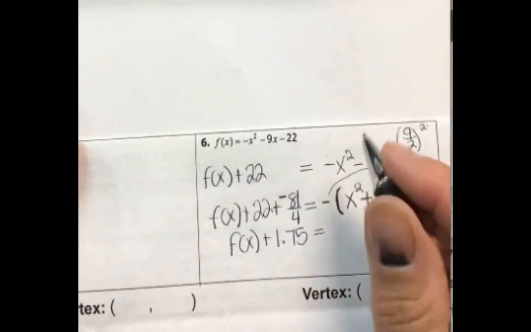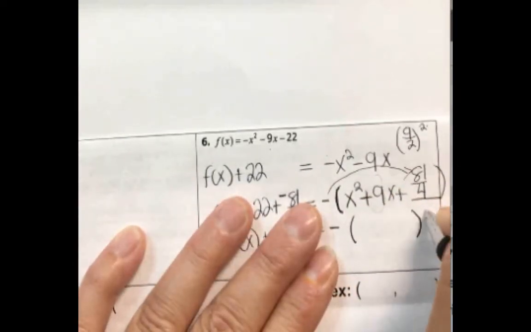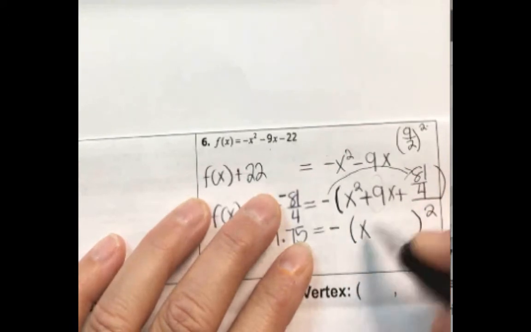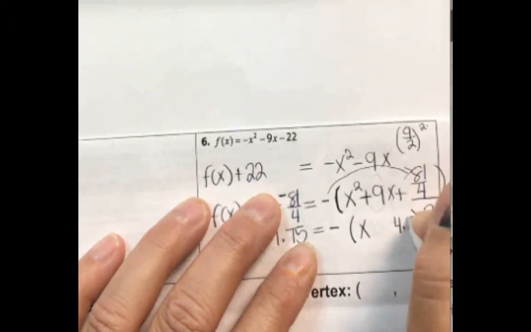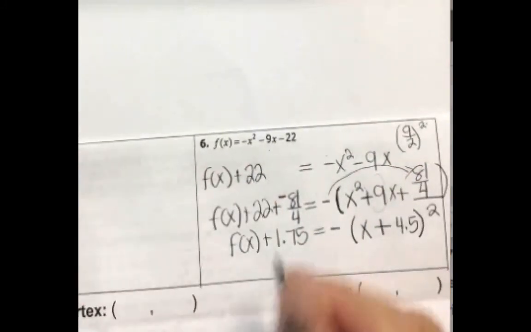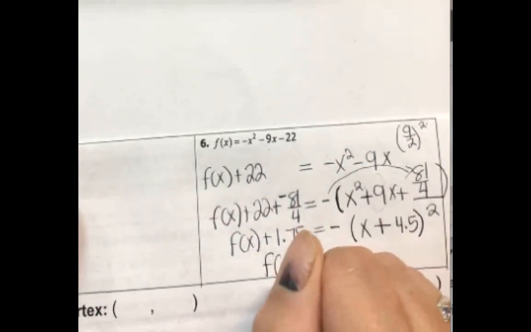And that's going to be equal to the opposite of, and then we're going to factor our perfect square trinomial down to a square binomial. So the square root of x squared is x. The square root of 81/4 is 9/2, or 4.5 if you'd rather use decimals. And then the sign comes from the middle, which makes it a plus. So the final step is subtract the 1.75 from both sides.